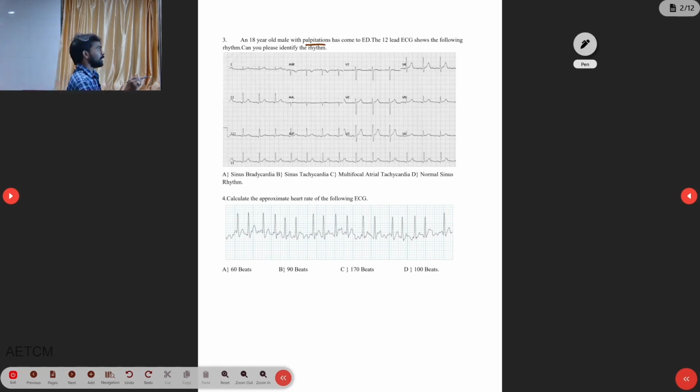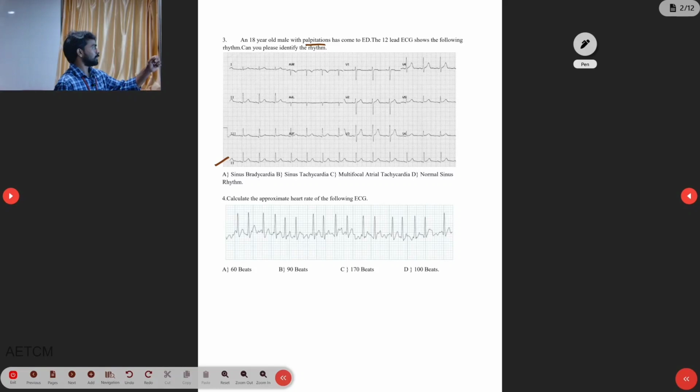If you see in the rhythm strip, that is lead 2, usually we will see P waves prominently in lead 2. So that's why we will take lead 2 as the rhythm strip, if you want to measure the heart rate and to detect any ischemia, everything.